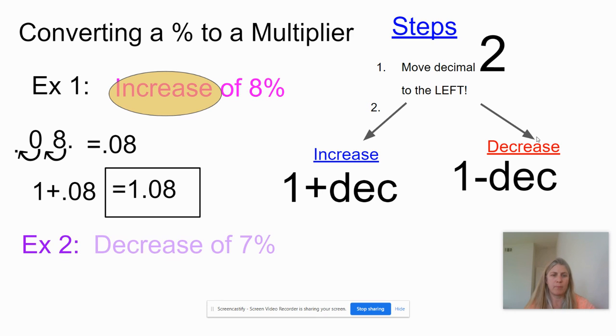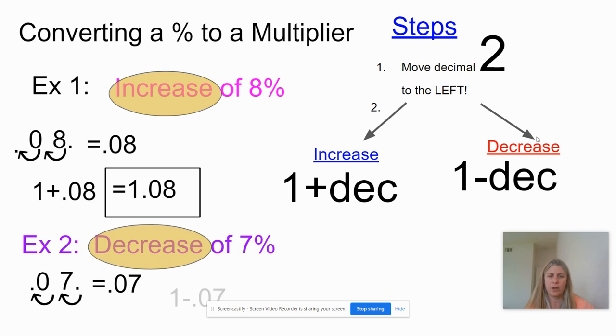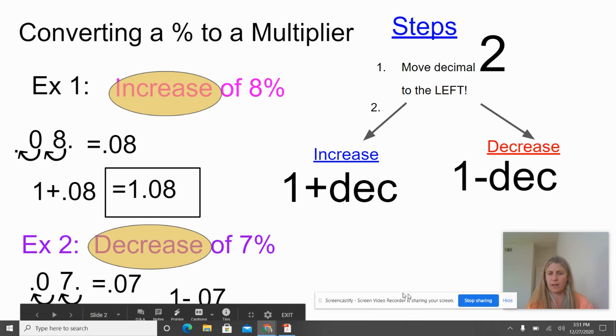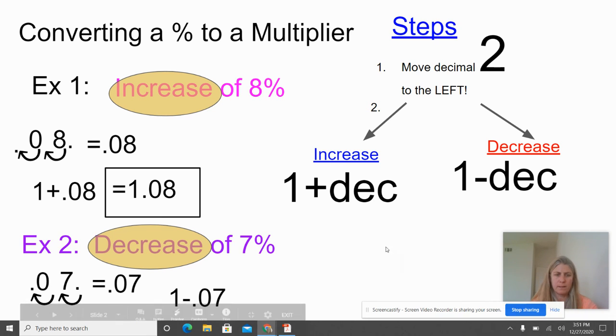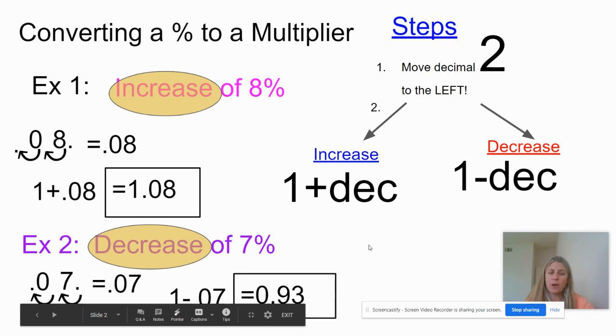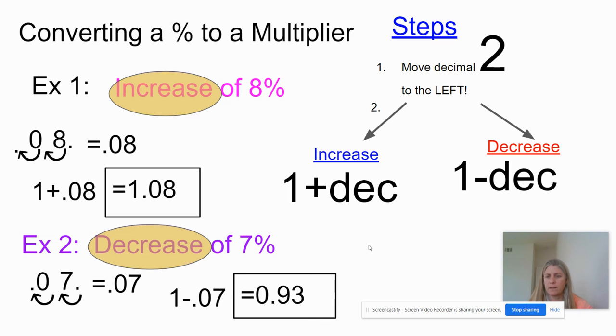Our second example is a decrease of 7%. So we're going to go through this same simple 2-step process. We're going to take our 7, we're going to move our decimal point 2 to the left, fill in our decimal point and our 0, and that becomes the decimal 0.07. This is a decrease, so we know the number is going to get smaller over time. So we're going to go 1 minus 0.07, and we know that 1 minus 0.07 is, here we go, 0.93. And we know that's accurate because it's getting smaller and it's a number between 0 and 0.99.